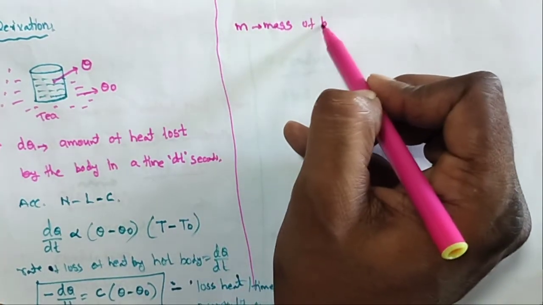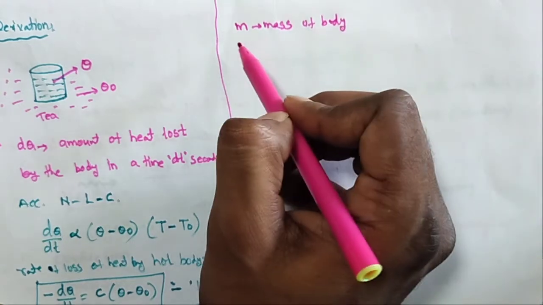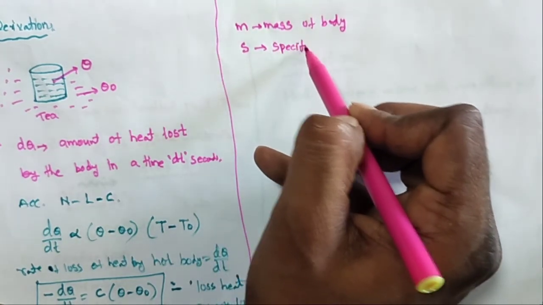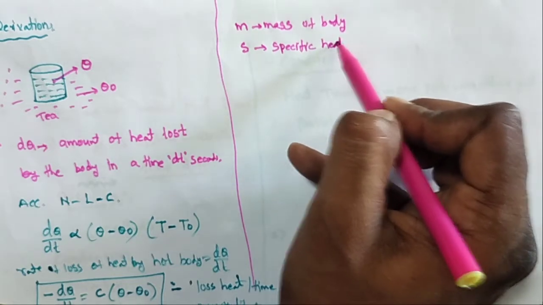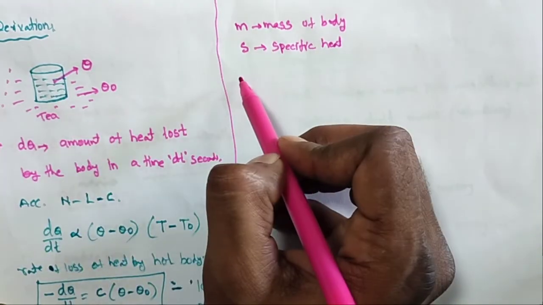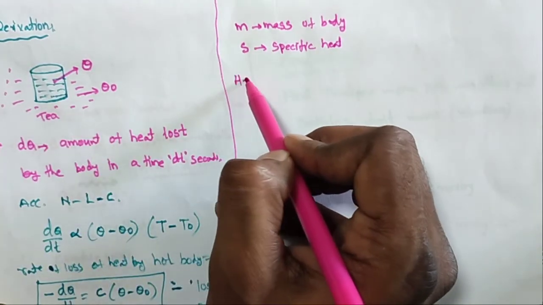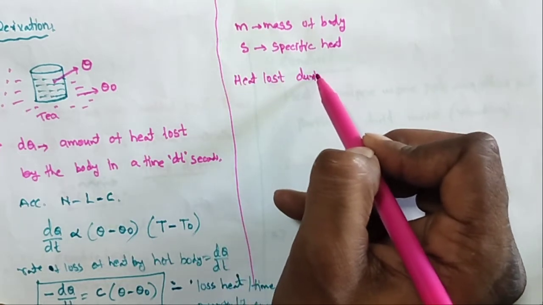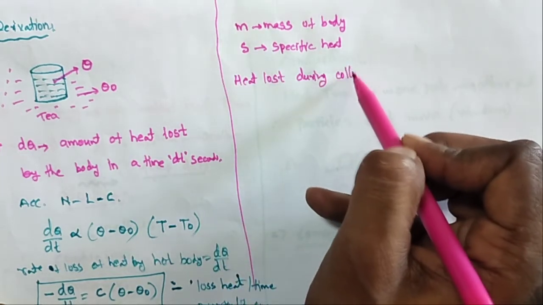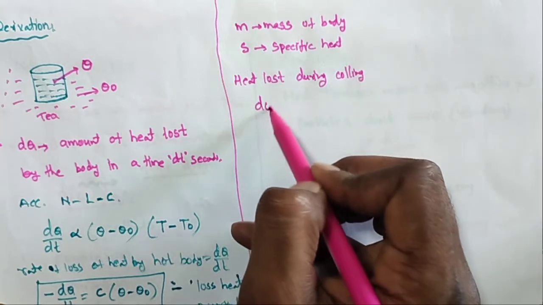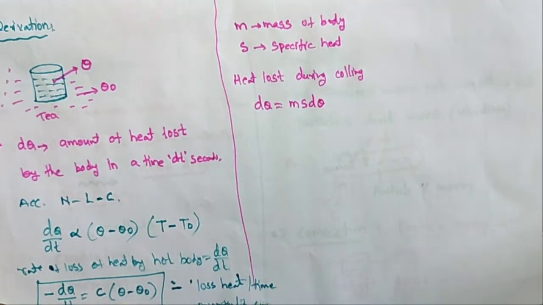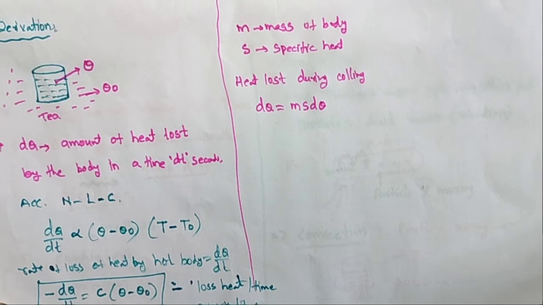Okay, m is equal to mass of the body, and S is equal to specific heat of the body. So how much heat is lost according to calorimetry? The heat lost during cooling: we know that very well, by specific heat, dq is equal to ms d theta. This is equation number 1.